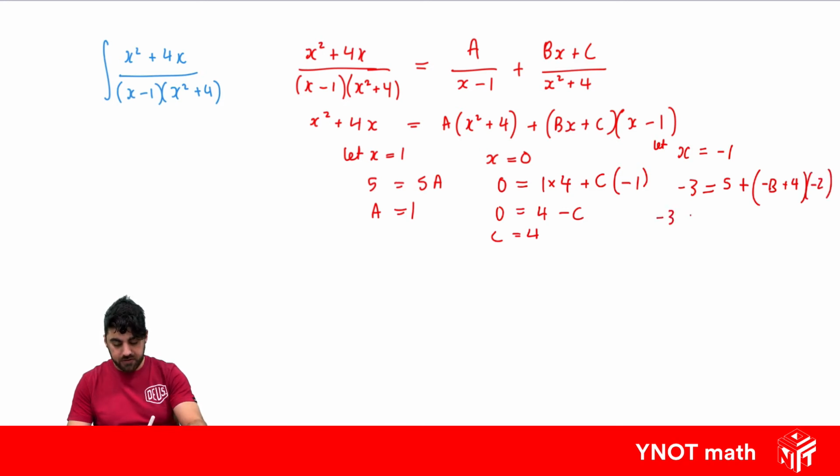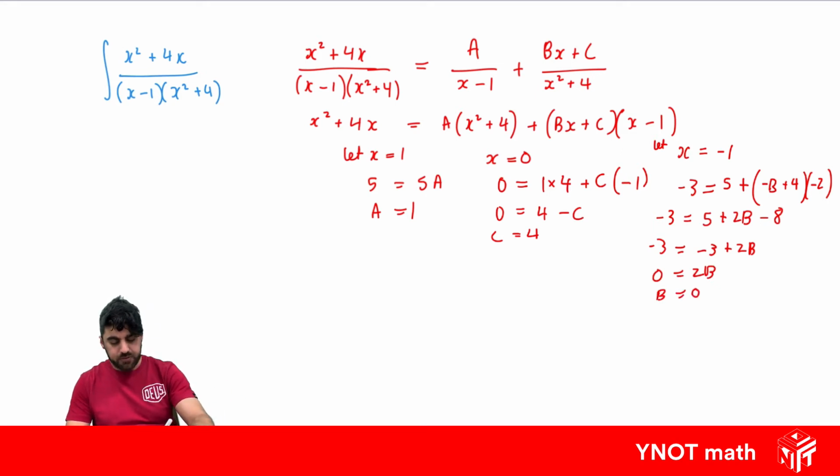So we're going to get minus 3 equals 5, and expand the minus 2, so we'll get plus 2b minus 8. We get minus 3 equals minus 3 plus 2b. Then we get 0 equals 2b, and we get b equals 0. Which means we can rewrite this fraction as 1 over x minus 1, plus b is 0, so we just get 4 over x squared plus 4.